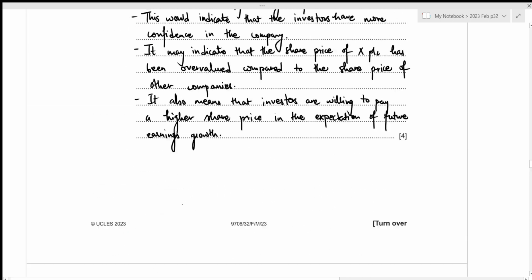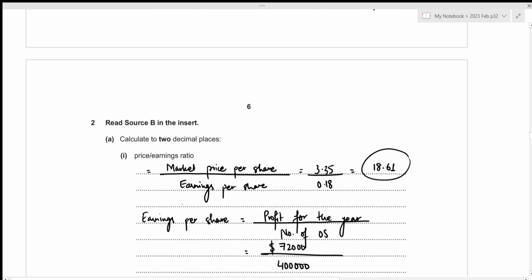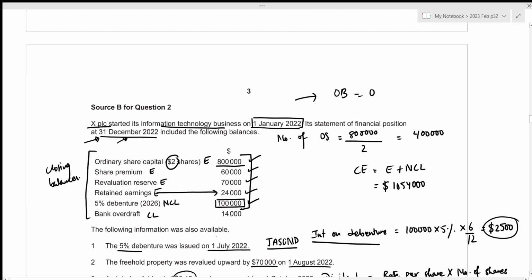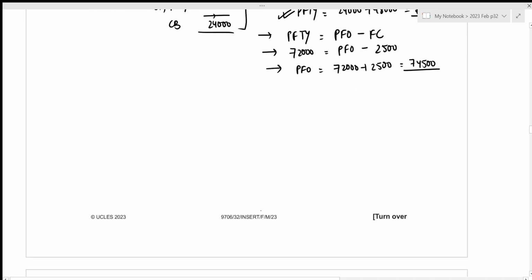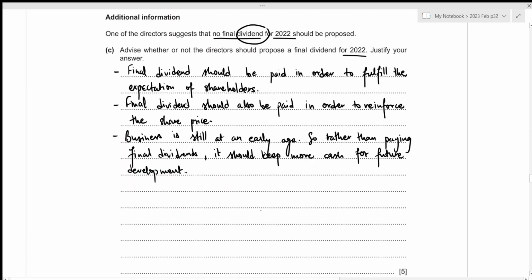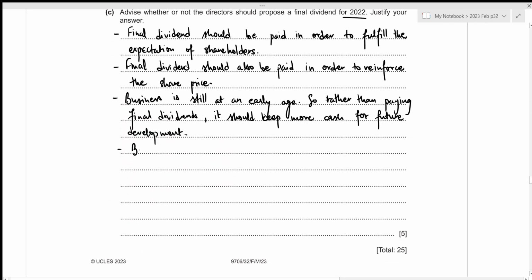Okay, if you take a look above, we can also see that we are given a current liability of bank overdraft right here, that's 14,000. This means that it is a negative cash balance. So this also reinforces our previous point that business is short of cash, so it cannot pay any final dividend. Let's write it down. Business is short of cash to pay dividend.